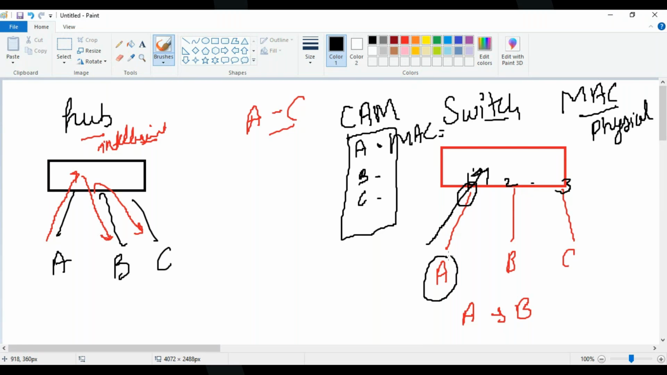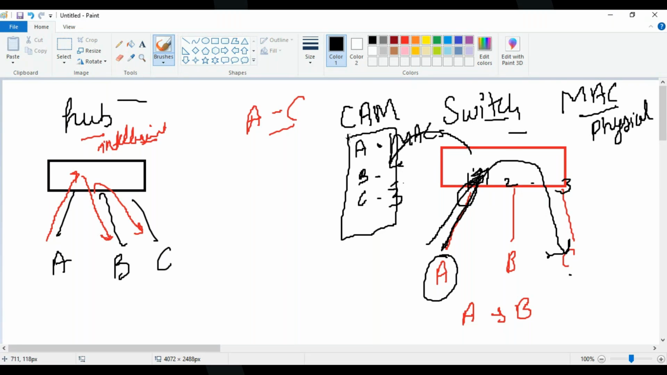Now suppose A wants to send some data to C. So A will send it to the switch. Now what will the switch do? Switch will check its memory table: what's the MAC address of C and what's the port number of C? Suppose it's 3. So I have to send this data to my port number 3, right? So this is how your hub and switch work.